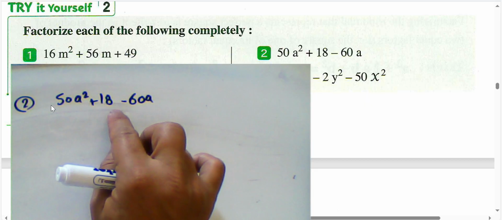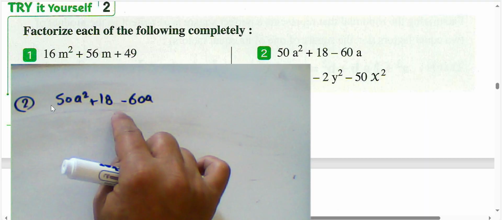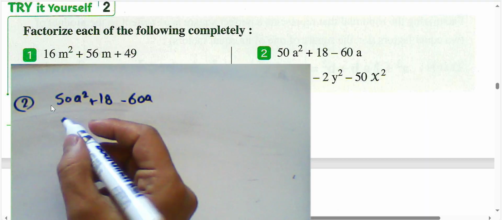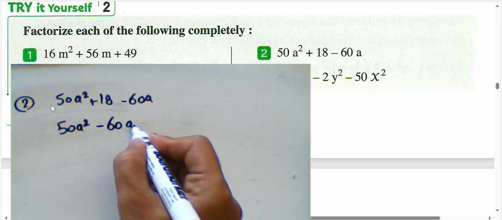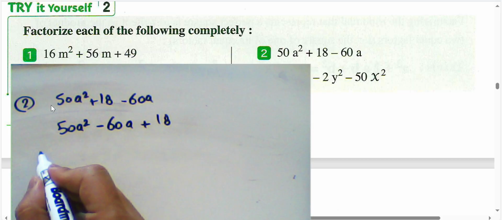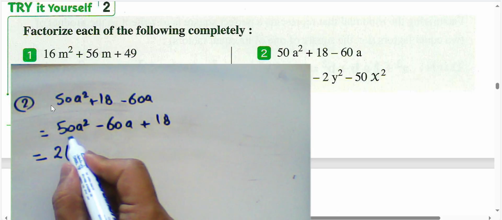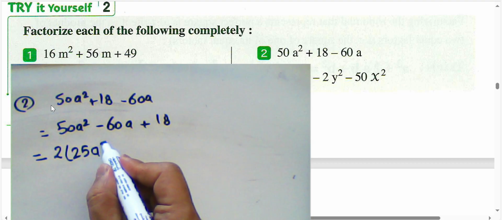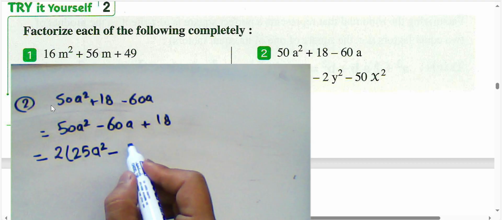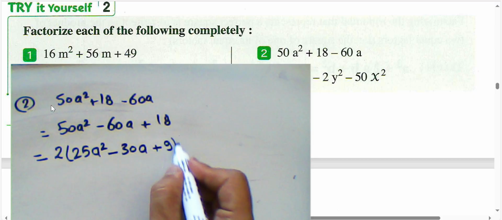Number 2, we have 50a power 2 plus 18 subtract 60. Okay, in this example we can write a common factor between them, but first rearrange, the middle term must come in the middle. So I have here 50a power 2 subtract 60a plus 18, and then you can take the common factor between the 3 terms. Write 2 outside. 50 divided by 2 equals 25, so 25a power 2. Subtract 60 divided by 2 equals 30. 18 divided by 2 equals 9.